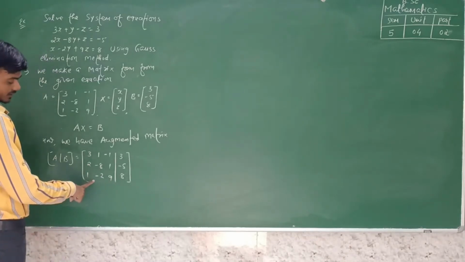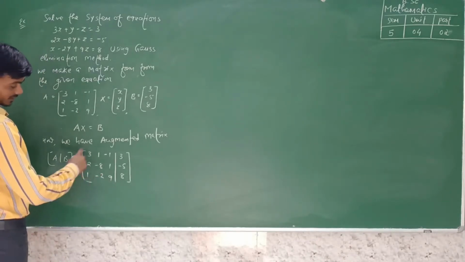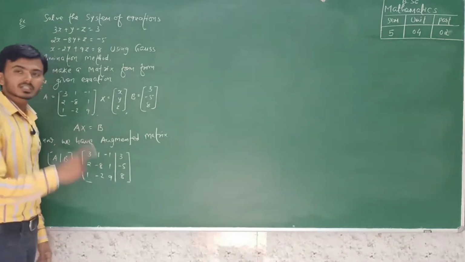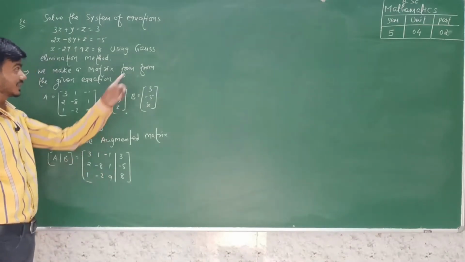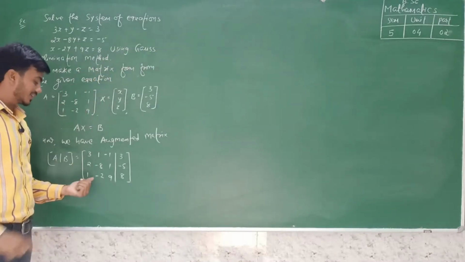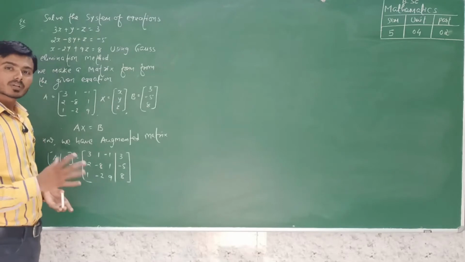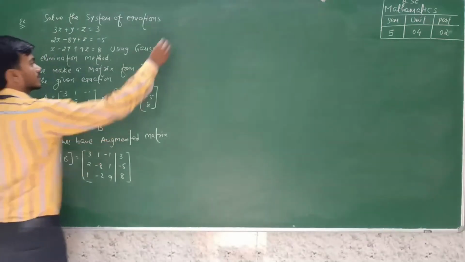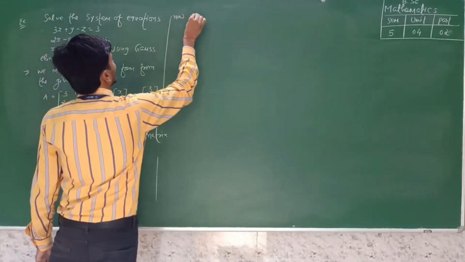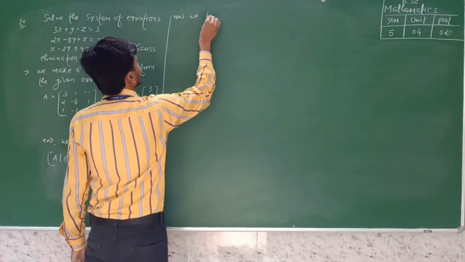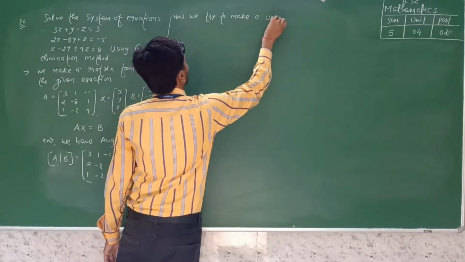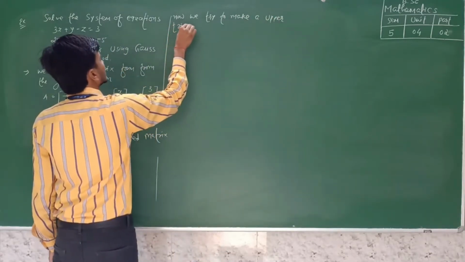In this matrix, we try to transform it into an upper triangular matrix, because we are using the Gauss elimination method. So in the Gauss elimination method, this matrix is transformed into an upper triangular matrix. So first of all, now we try to make an upper triangular matrix.